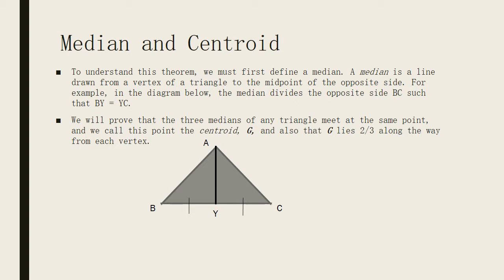The point where the three medians of a triangle meet is called the centroid, and we will show that they all meet at the same point. We call it G, and also, interestingly, G lies 2/3 of the way along the line from each vertex.